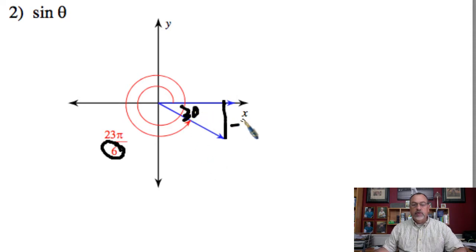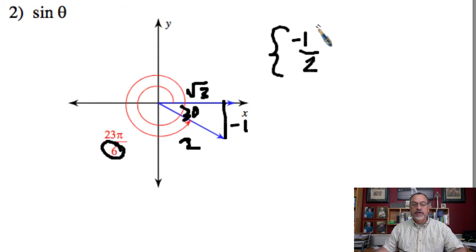Opposite the 30 is 1, and because it's down, it's negative. Next to the 30, this is the longer side, so that's square root of 3, and the hypotenuse is 2. And then the sine is the opposite side, negative 1 over the hypotenuse 2, so the sine of this angle is negative 1/2. So we're going to draw reference triangles and use those to determine the ratios.